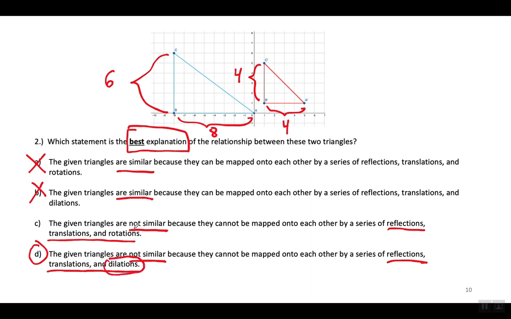Alright? So they're not similar, but out of these two answers, the best answer is the one that has dilations in it, because you need to do a dilation to change it from the big triangle to the smaller triangle, and there is no dilation that will be able to change it from this one to the smaller one. Alright, so that's why D would be the correct answer.